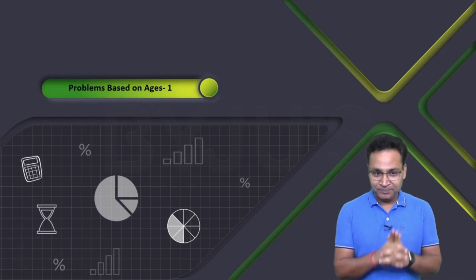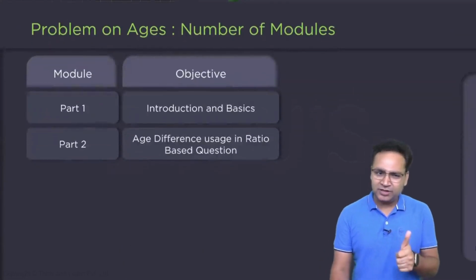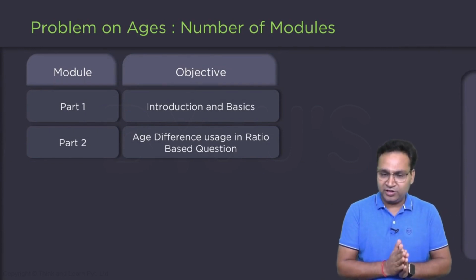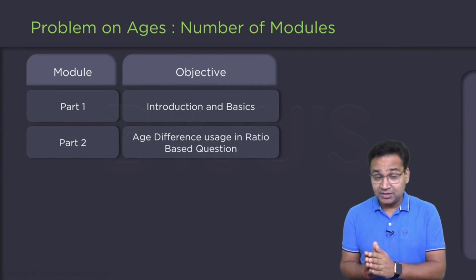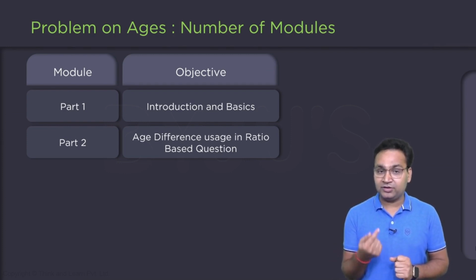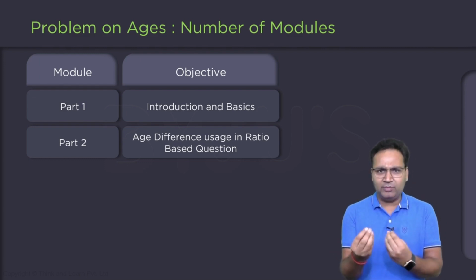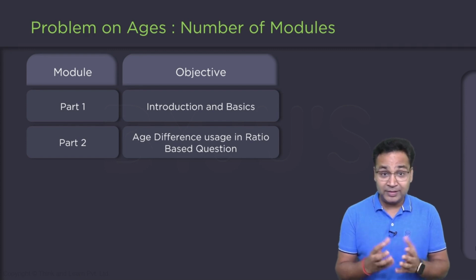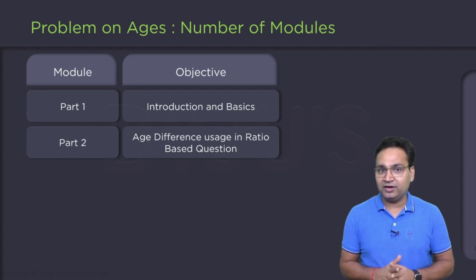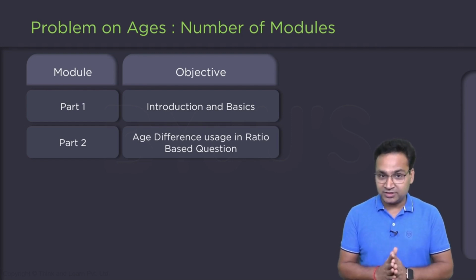I will cover problems based on ages. I decided to cover this particular topic in two small parts. Part 1 will be primarily the introduction and basics with some examples. Part 2 will primarily cover the questions which are driven by ratio, and there is a very common, very famous method that will reduce the effort of solving lengthy equations. That particular method we are going to discuss in part 2.